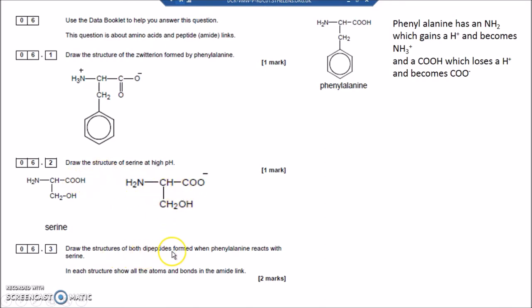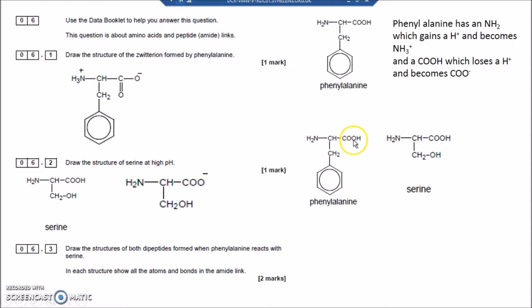Draw the structures of both peptides formed when phenylalanine reacts with serine. So let's have a look what phenylalanine is. It's that, straight from the data book. Let's have a look what serine is. Now we can look here. A carboxylic acid group and an amine group react to make water.